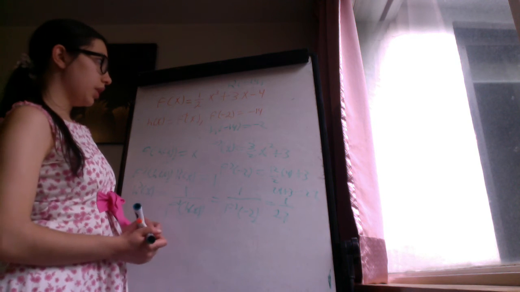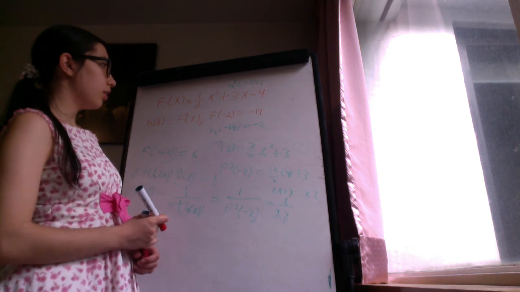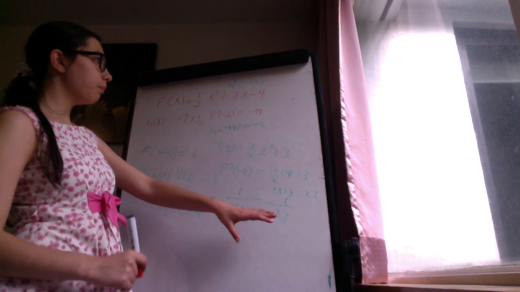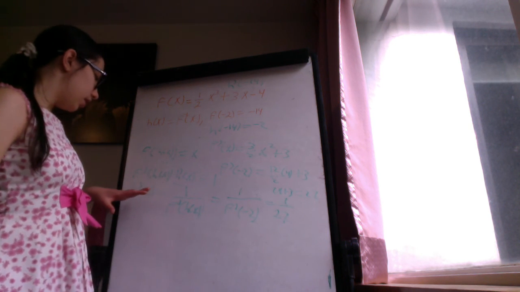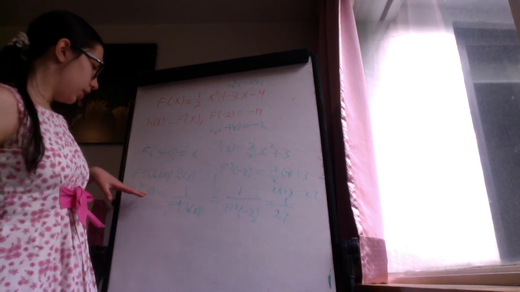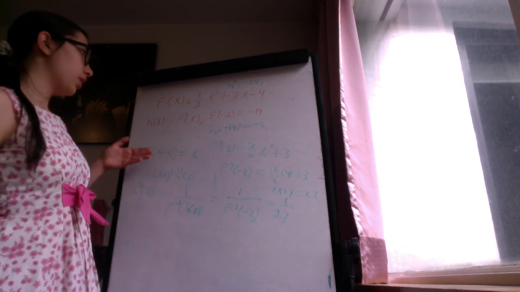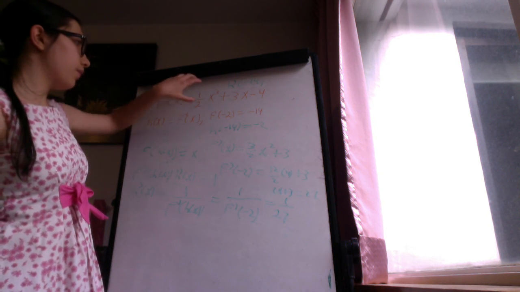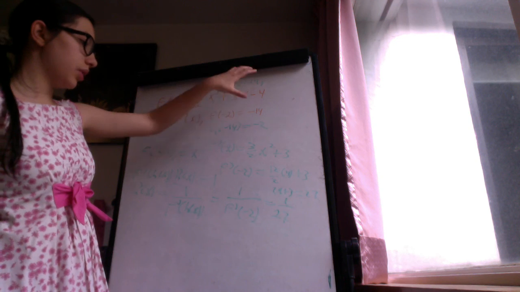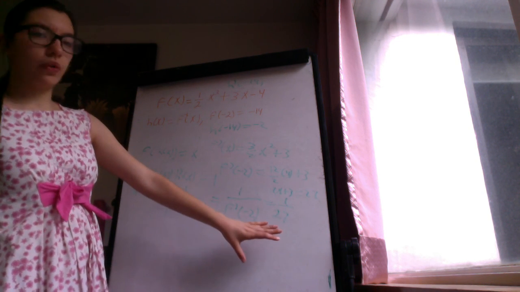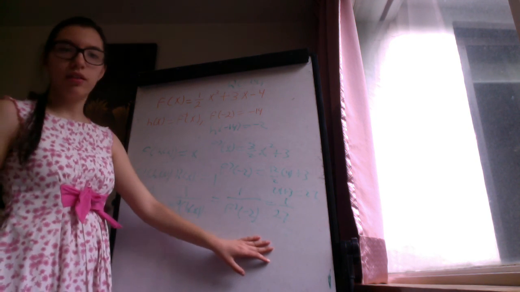If we have not committed any mistakes, this will be the answer. The derivative of the inverse function of f of x at x equals minus 14 will be the value we computed. I hope not to have committed any mistake.